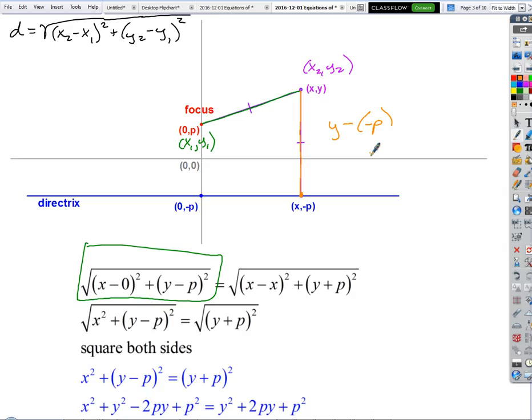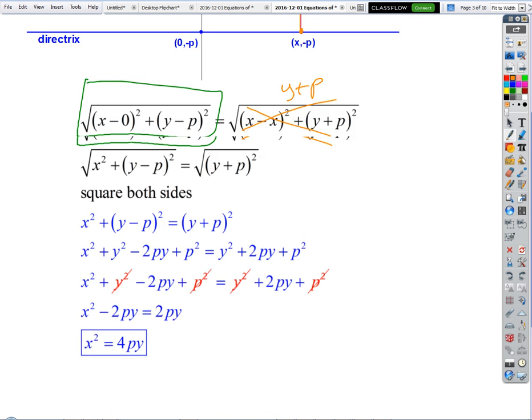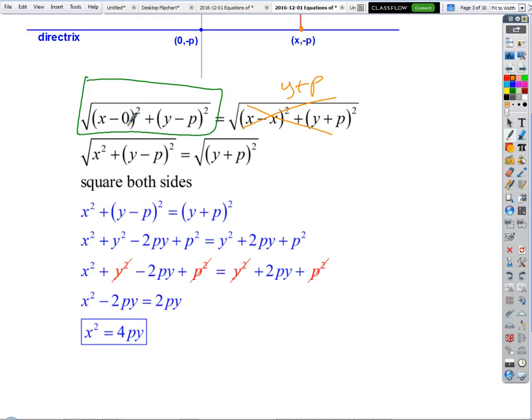If I subtract a negative, what am I doing? Positive. It's just y plus p. So this whole thing could really just be replaced by y plus p, if we want to. Okay. Well, if we simplify a little bit, x minus 0 is just x, right? So that whole first term would just be x squared.